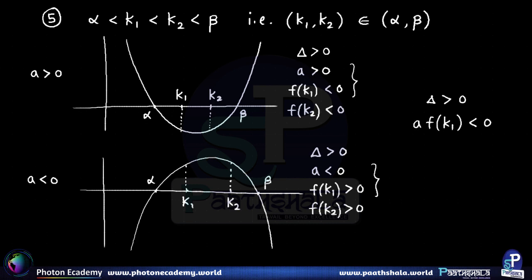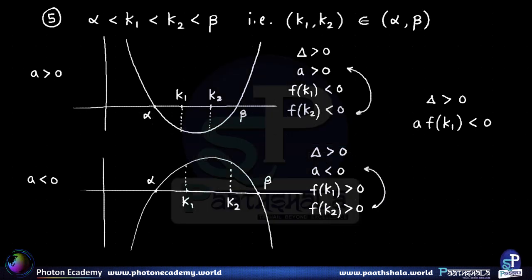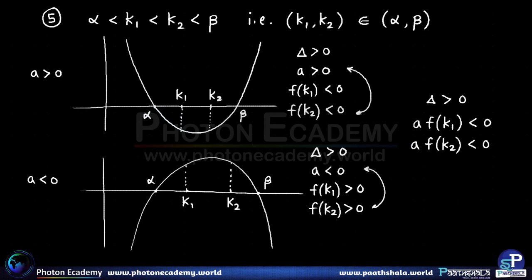And similarly if we see the product of a and f of k2 in both of the cases, that is where we will note that this product is also required to be negative, whether it's parabola opening upwards or downwards. So we have a into f of k2 to be negative. So this is the set of conditions for certain interval k1 and k2 to lie between the roots.